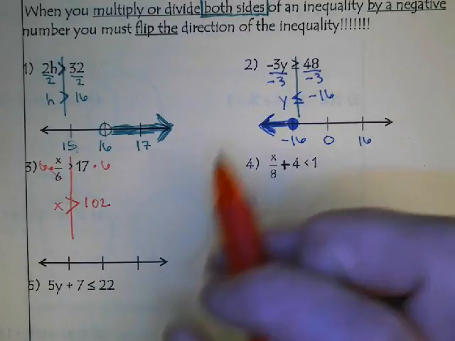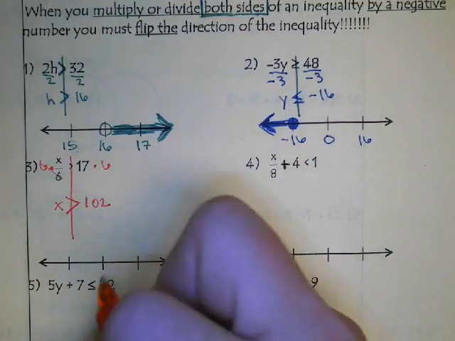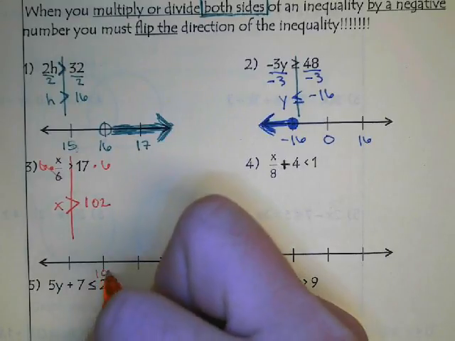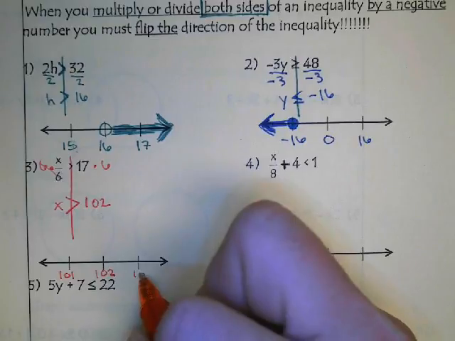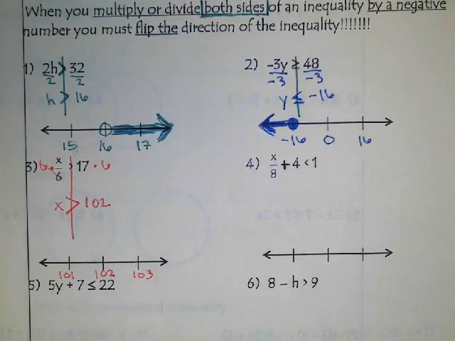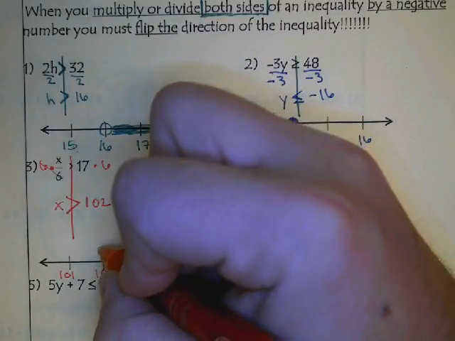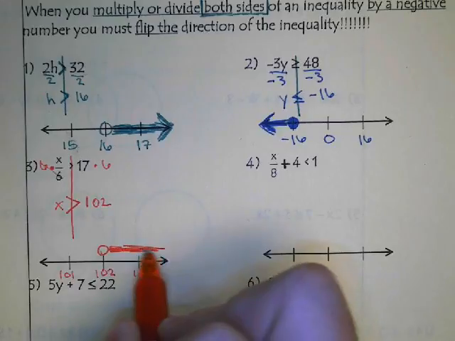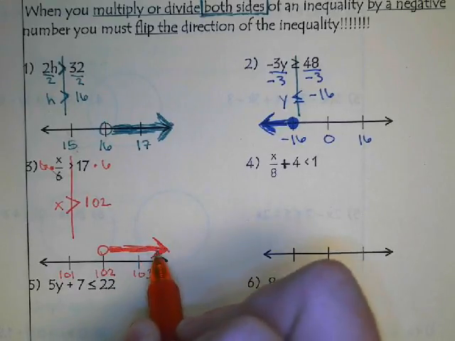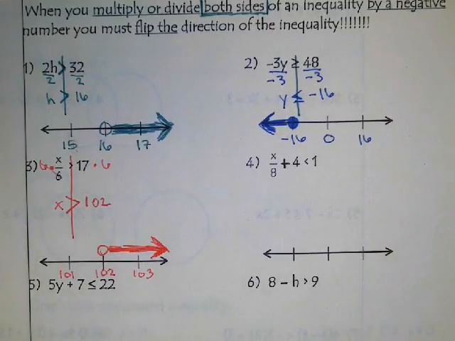So for this one, let's go ahead and just put 102 in the middle, 101 on that side, 103 on this side. At 102, will it be open or closed? It is open, and then we will shade to the right, because we want to represent all the numbers that are greater than 102.